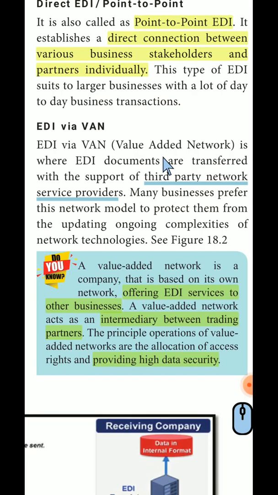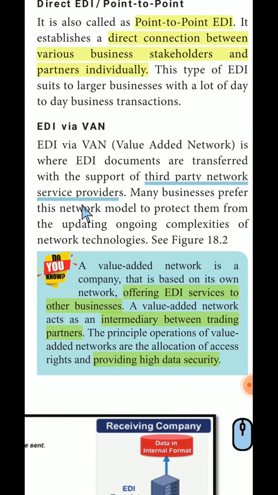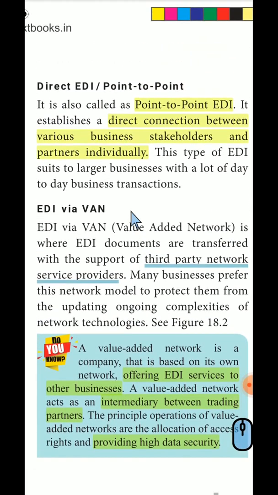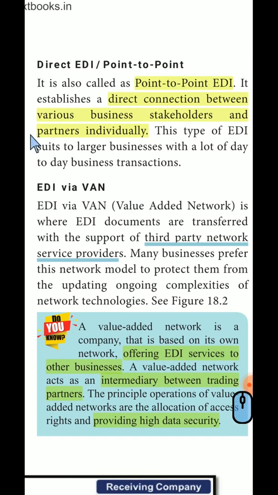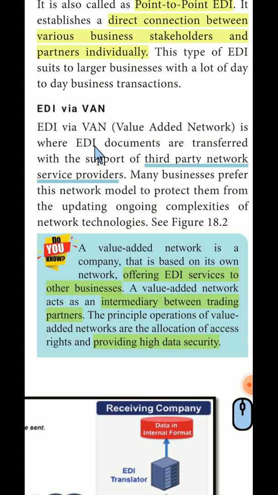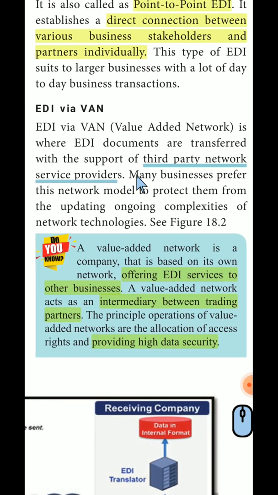The next one is EDI via WAN, that is value added network, where EDI documents are transferred with the support of third-party network service providers. So here we have an intermediate, a third-party network service provider, in order to transfer our documents. In direct EDI we don't have any third party, so it is a direct connection between the business and the partners individually. But in EDI via WAN, we have a third-party network service provider to transfer the documents from one organization to another.